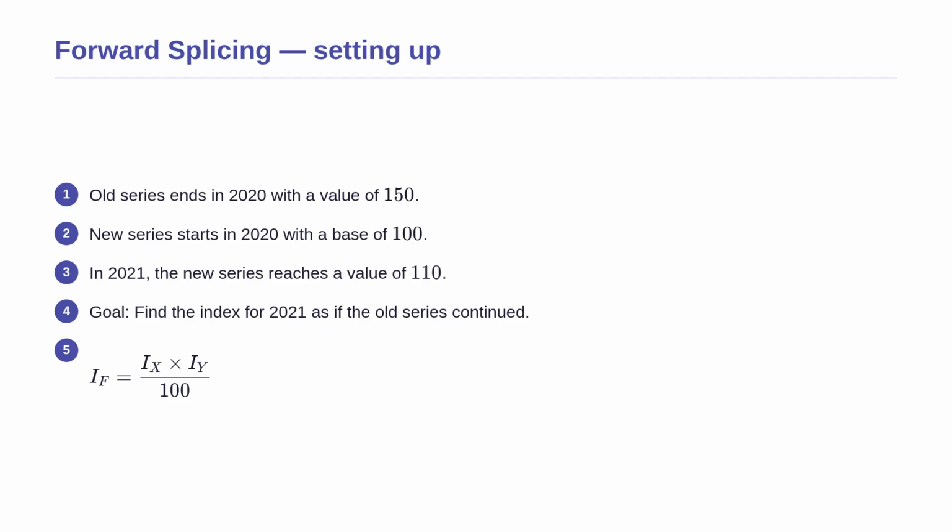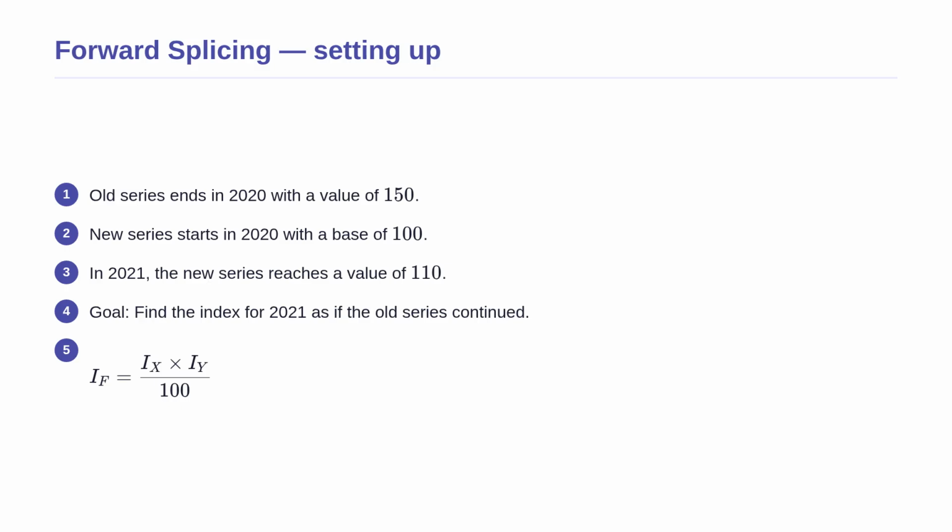Let us apply this formula to a practical scenario. An old index series ends in the year 2020 with a final value of 150. A new index series is immediately started with 2020 as its base year, meaning its value in 2020 is 100. In the year 2021, the new series reaches a value of 110. We are asked to find the index for 2021 as if the old series had simply continued without interruption.